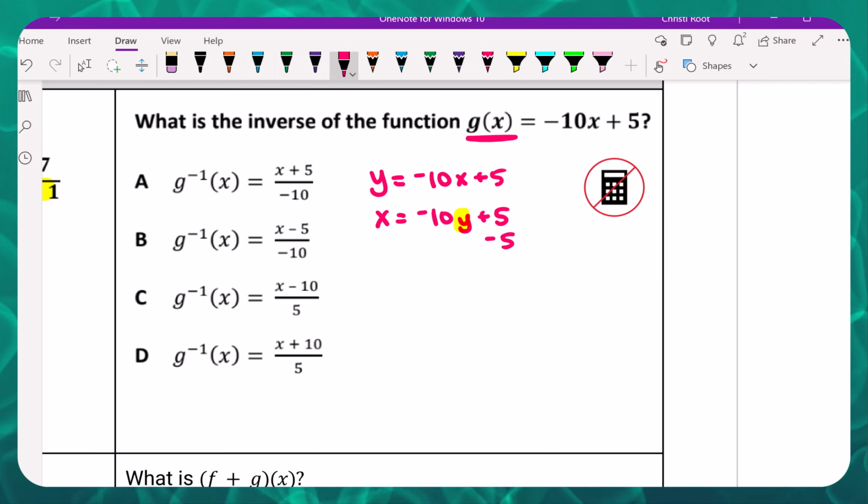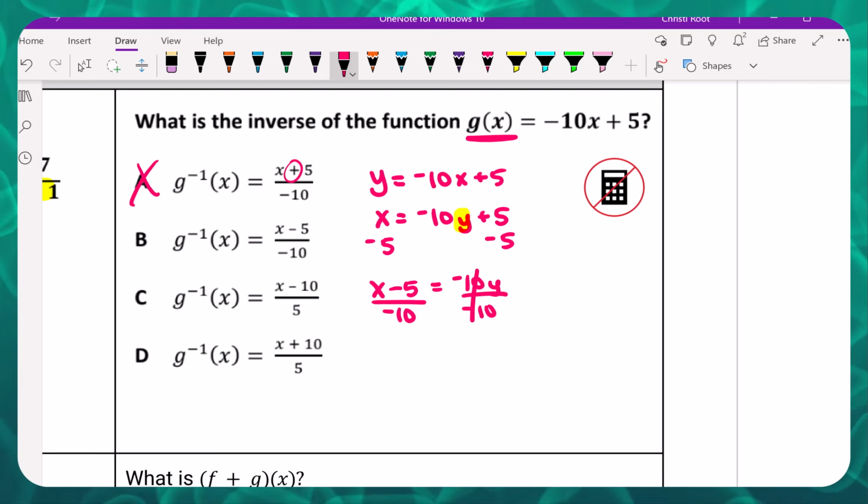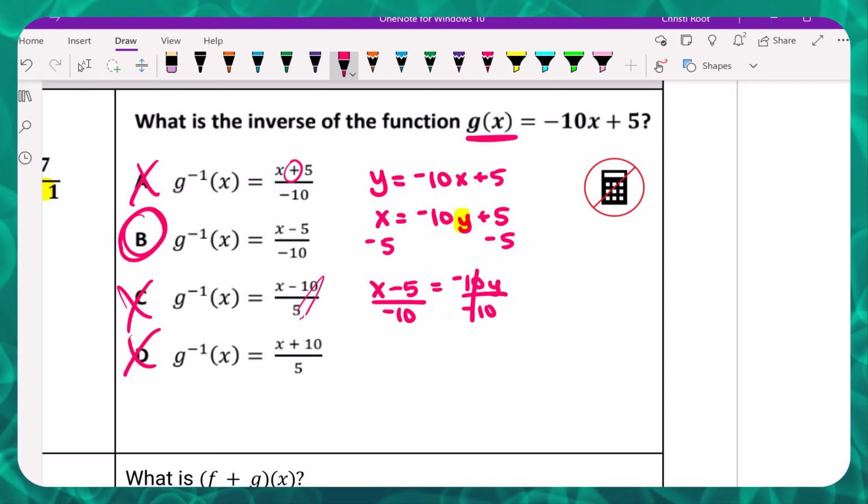So I'm going to subtract 5. A lot of this will not simplify. Whenever you divide by something, make sure you divide the entire side. Let's see if I can eliminate anything. Well, I definitely know it's not going to be plus 5, so A is out. It looks like I think B is the right answer. No, these are in the wrong order. Same. So B is the correct answer.